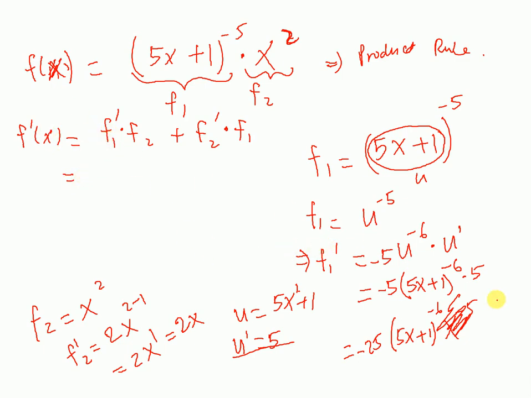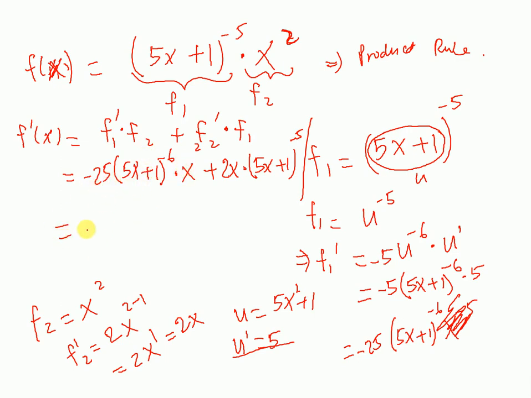f1 prime is what? This guy here. So minus 25, 5x plus 1 to the minus 6. f2 is what? x squared. And f2 prime is 2x. And then f1, this whole thing again. Okay? Now I can do some simplification.